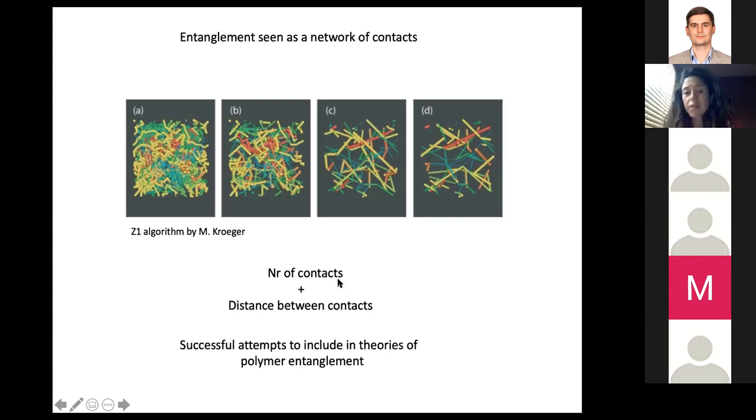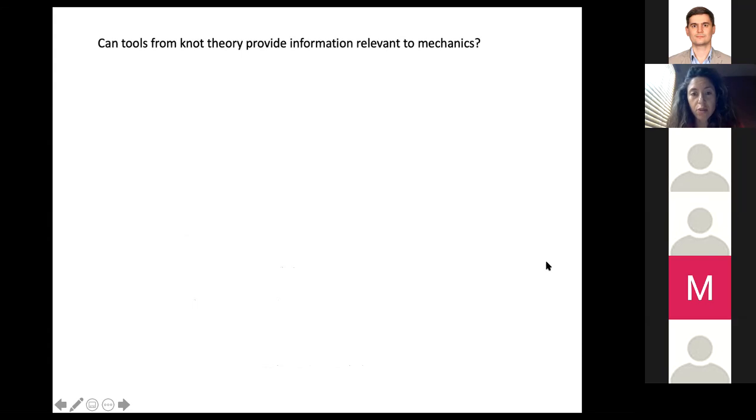It turns out that these very discrete, very simple ways to somehow quantify entanglement have actually been included in theories for polymer mechanics and dynamics, and they have given relatively successful results. Of course, there is more improvement that we seek. It's not completely right.